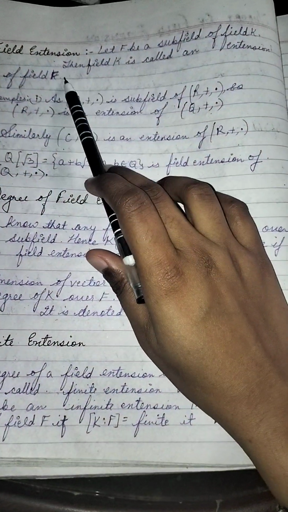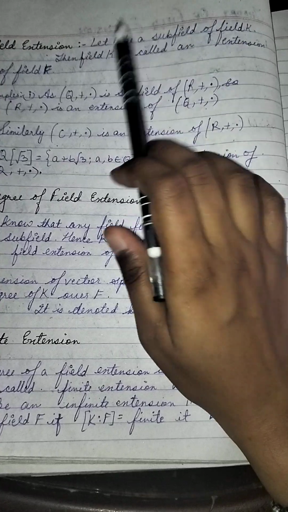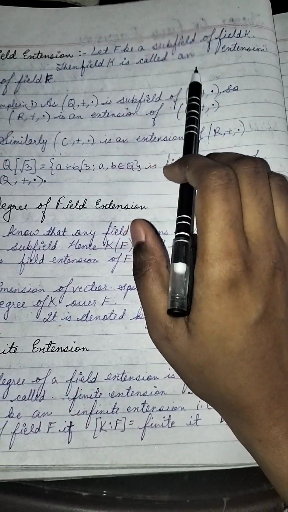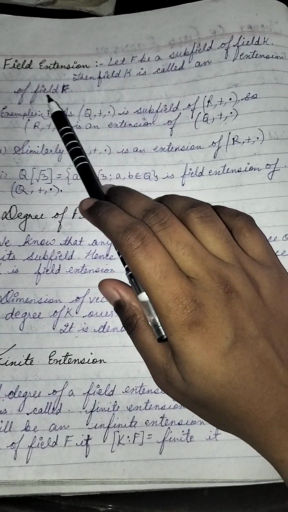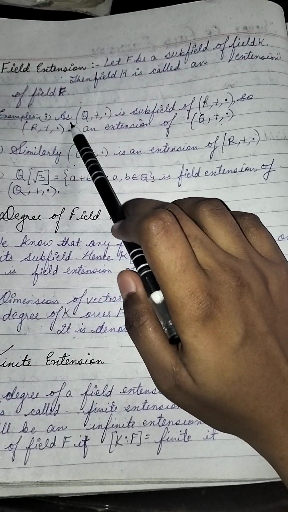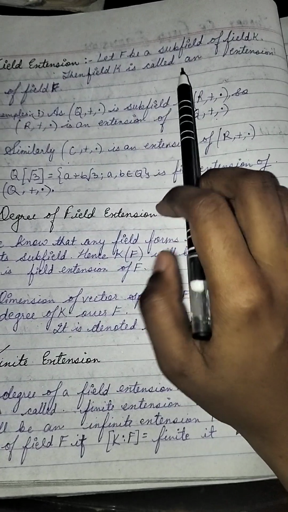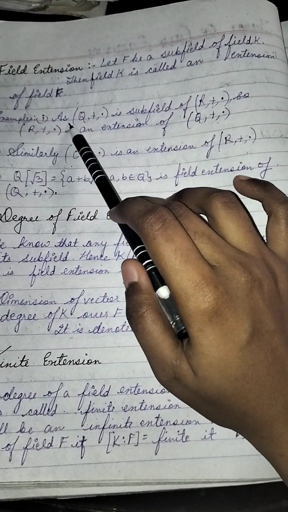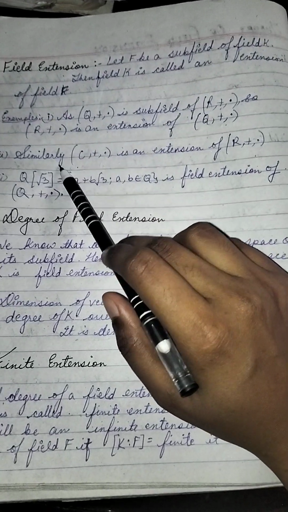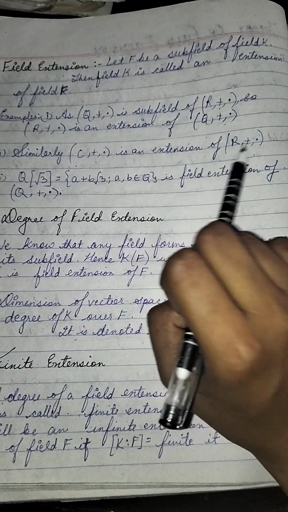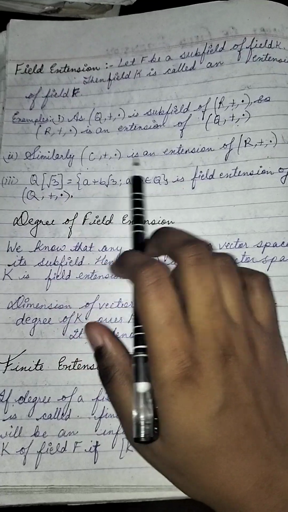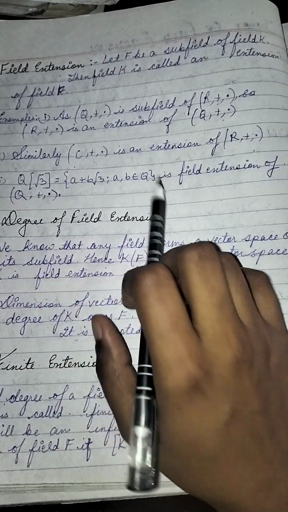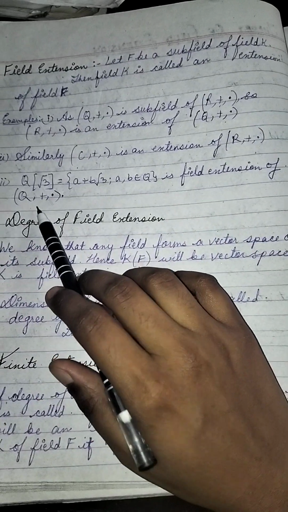Now, what are field extensions? Let F be a subfield of field K, then K is called an extension of field F. For example, as Q, the rational numbers, is a subfield of the real numbers, we can say that R is an extension of Q. Similarly, C is an extension of R. The set of complex numbers is an extension of the real numbers. Q root 3 is a field extension of Q.